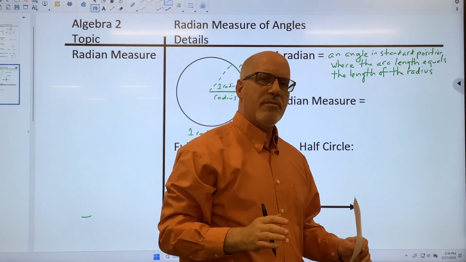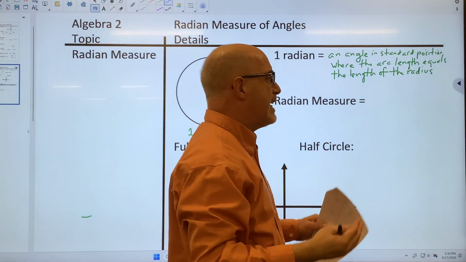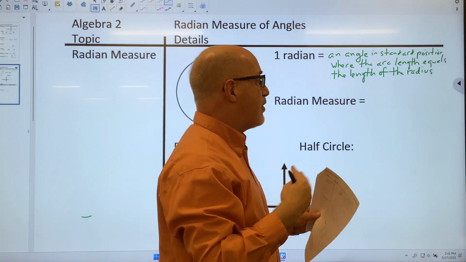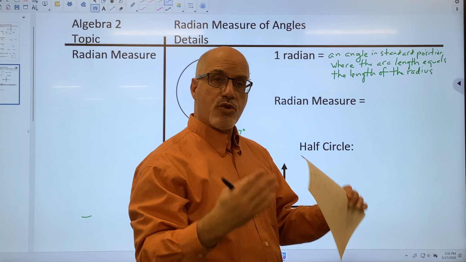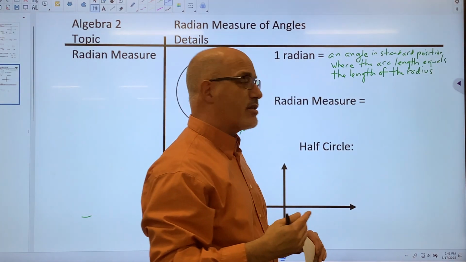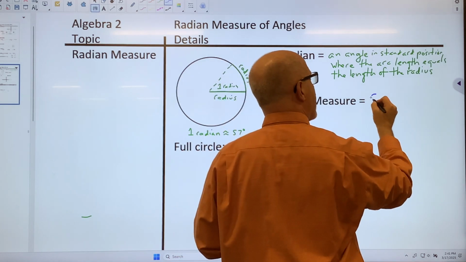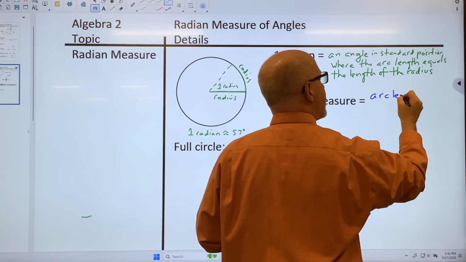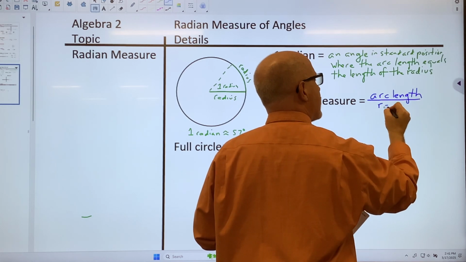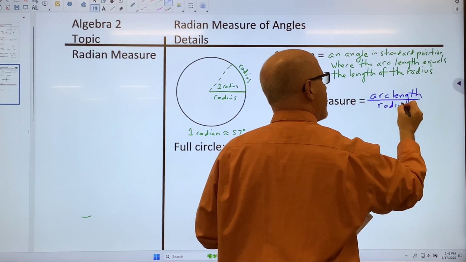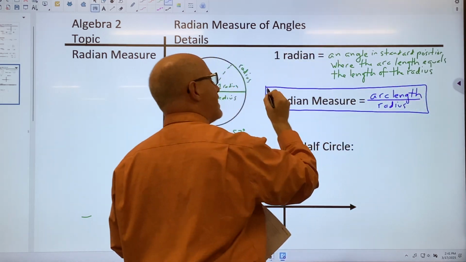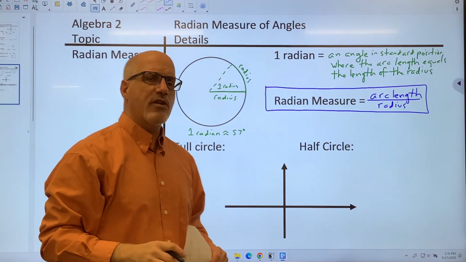So a radian measure, how you calculate it, has to do with comparing the arc length of a circle and the radius. So we're going to start doing trig in circles now, where we start making those comparisons. If you take arc length and divide it by the radius, you'll get the radian measure. This is an important definition to know. That's how you figure it out.